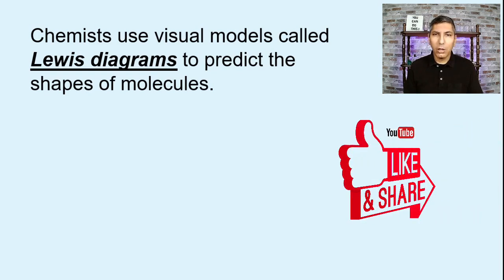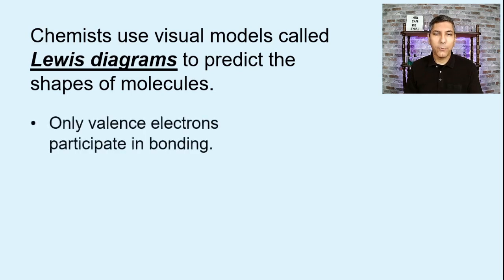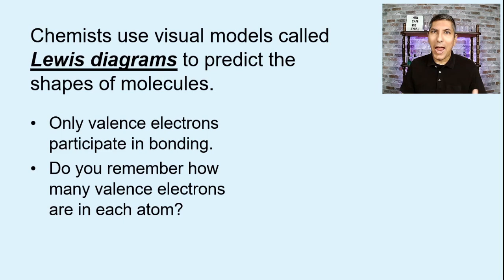And if we're going to draw Lewis diagrams, there are a few ground rules. The first ground rule is that only valence electrons participate in chemical bonding. You might remember from several lessons ago, we talked about how to count valence electrons, or how to determine the number of valence electrons in an atom. Do you remember how to do that using the periodic table?